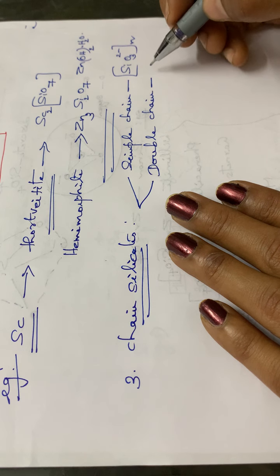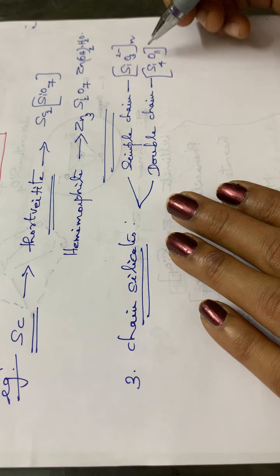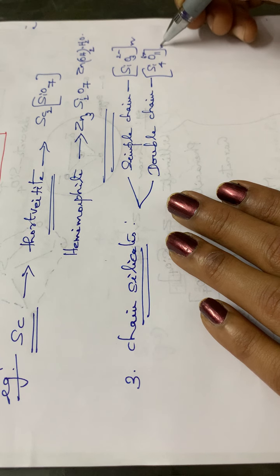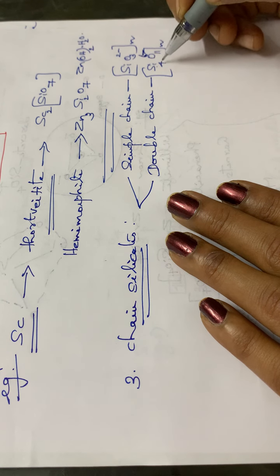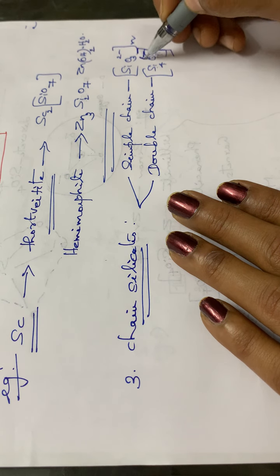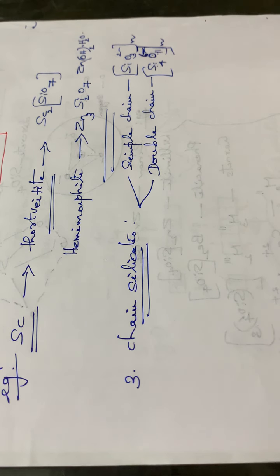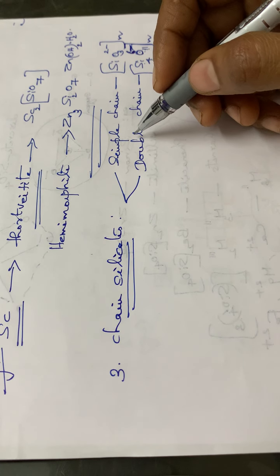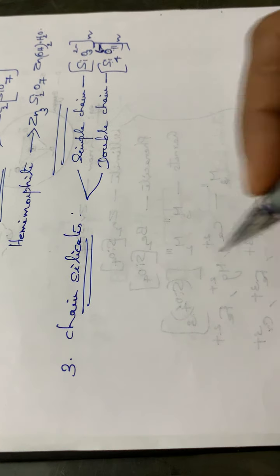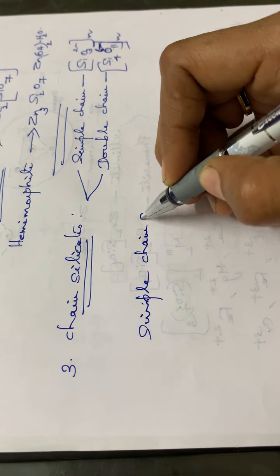In the case of double chain silicates, the formula will be (Si4O11)n 6 minus, with the 6 minus being the charge, and the whole unit repeating n times. So these are the two types of silicates, simple as well as double chain silicates. Next we can go through the simple chain silicates.